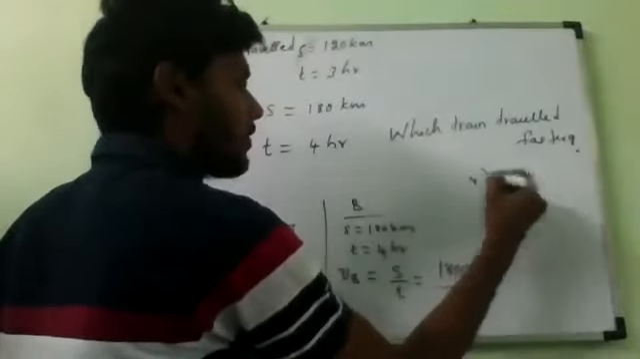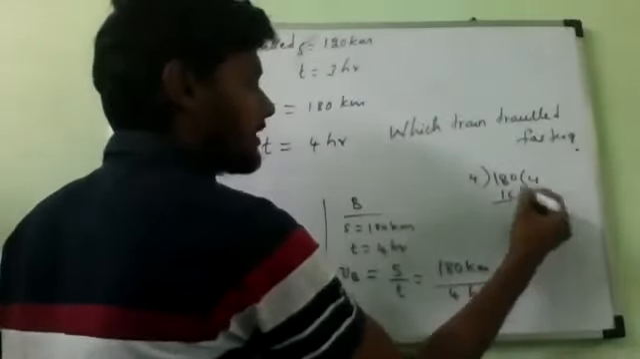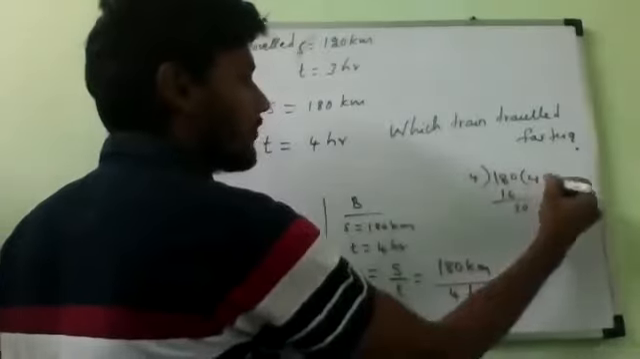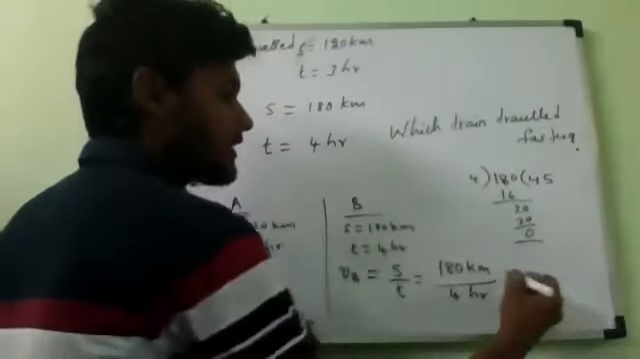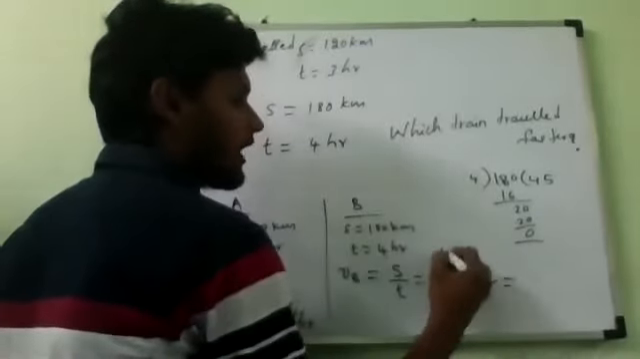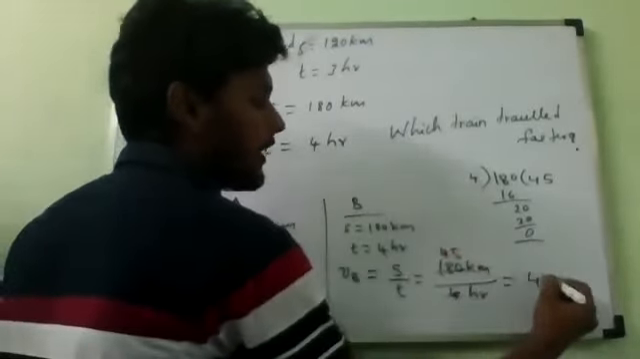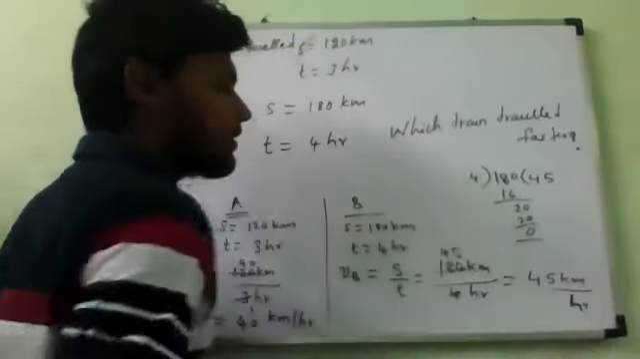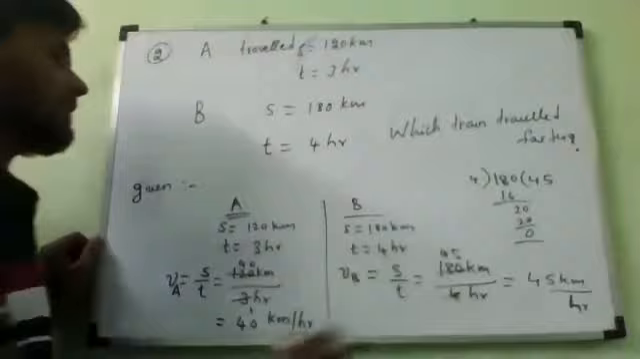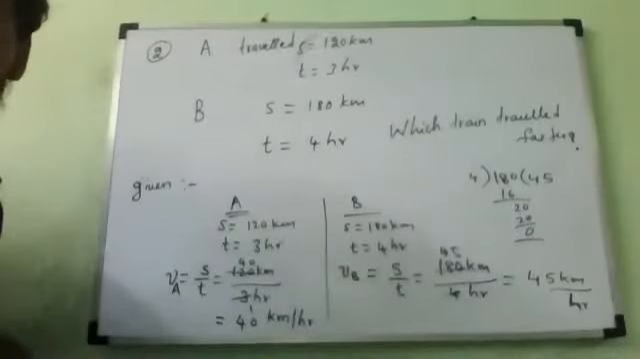Understanding? 180. So 4 fours are 16, 2 will be 20. Now 4 fives are 20. Is it correct or not? Yes or no? So which is equal to 45 kilometer per hour. Now if you observe this, who is having more speed? This is 40 and this is 45. So which body is traveling faster?